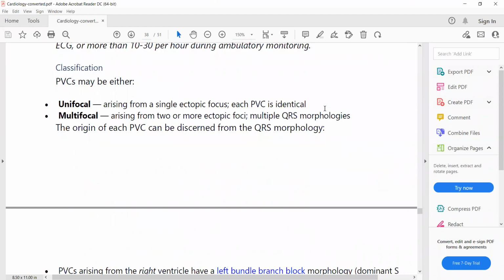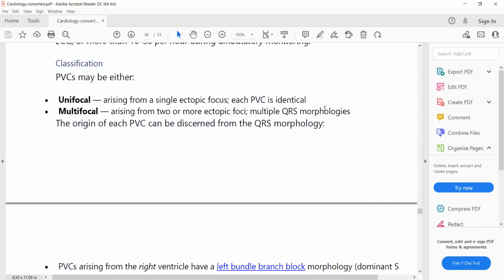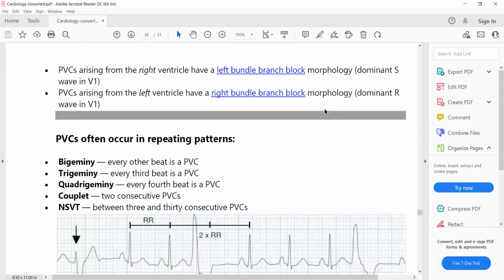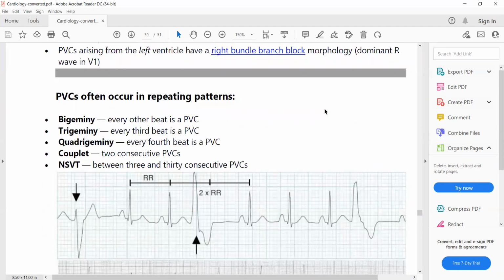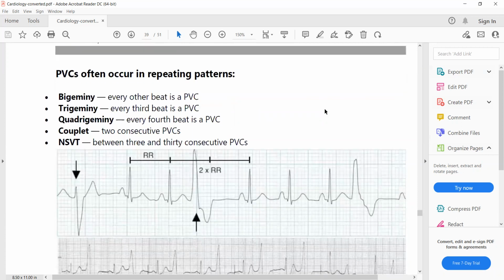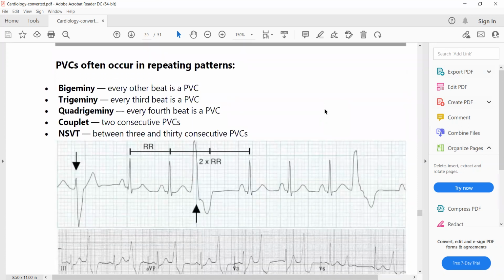So premature ventricular contractions can be unifocal or multifocal. If the shape of all the premature ventricular contractions is the same, then they will be known as unifocal PVCs. And if their shapes are different, then they will be known as multifocal PVCs. What is bigeminy, trigeminy, quadrigeminy? They are simple terms. Bigeminy means every second beat is a PVC.